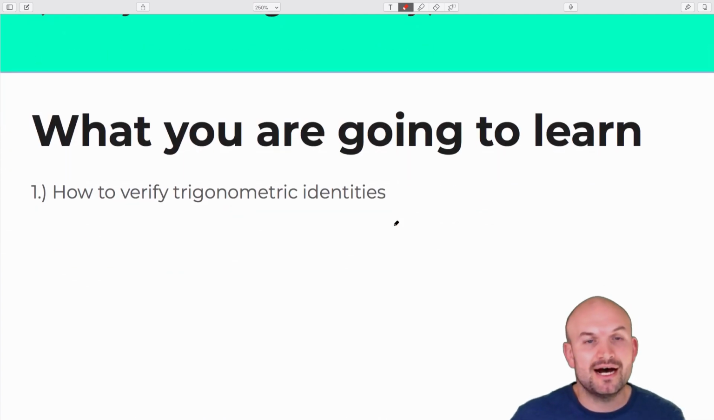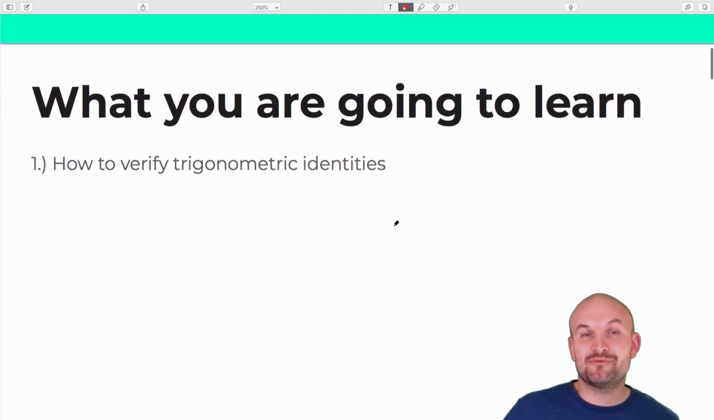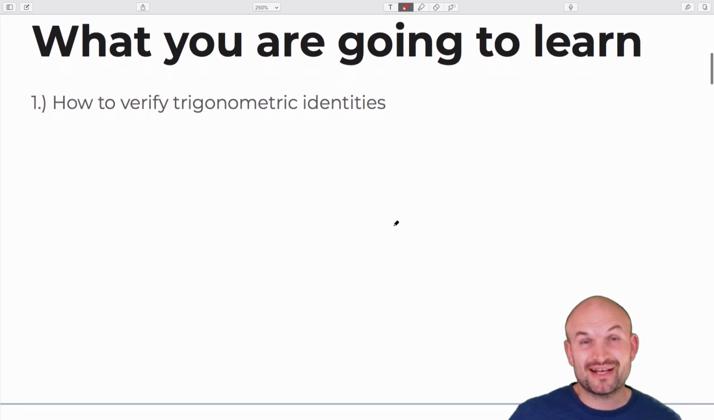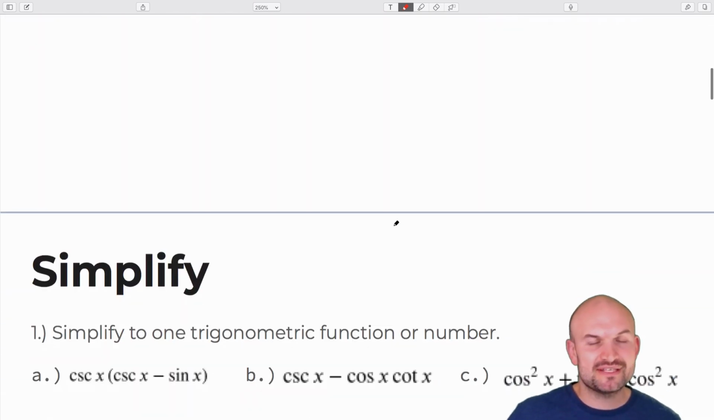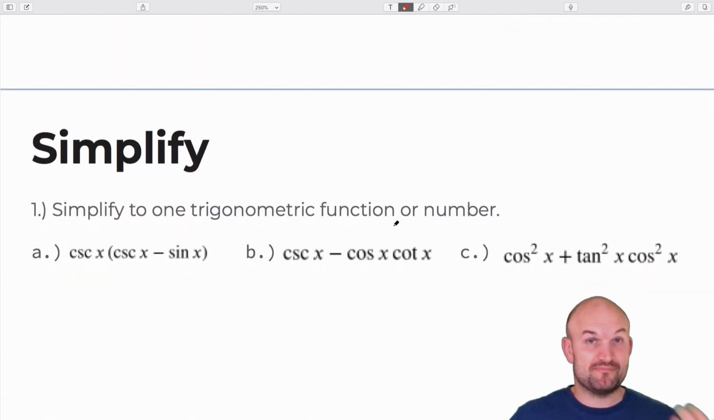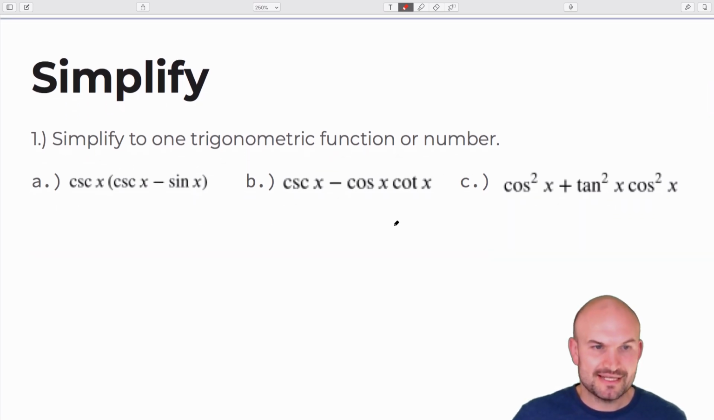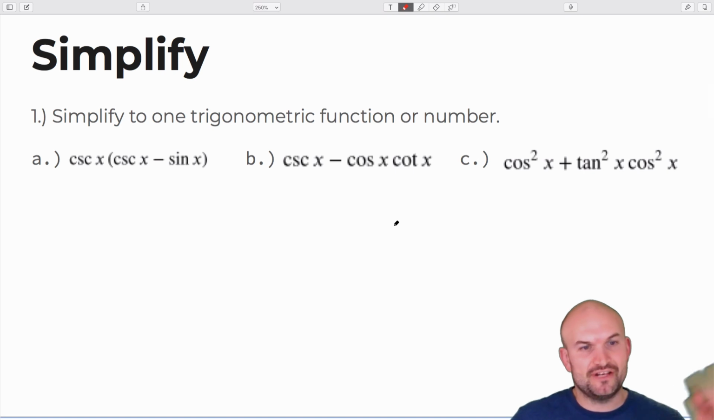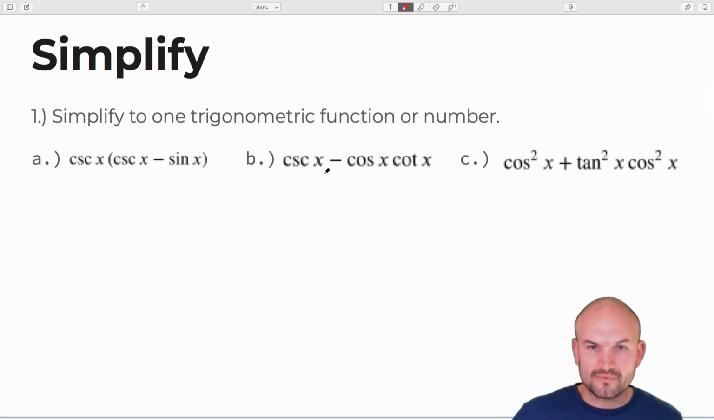So really, what we're going to learn is how to verify a trigonometric identity. We talked about some identities that are very basic, and then we're going to do some more advanced problems in today's lesson. One thing that we did not finish in the last lesson was simplifying trigonometric expressions down to a single trig function or number.